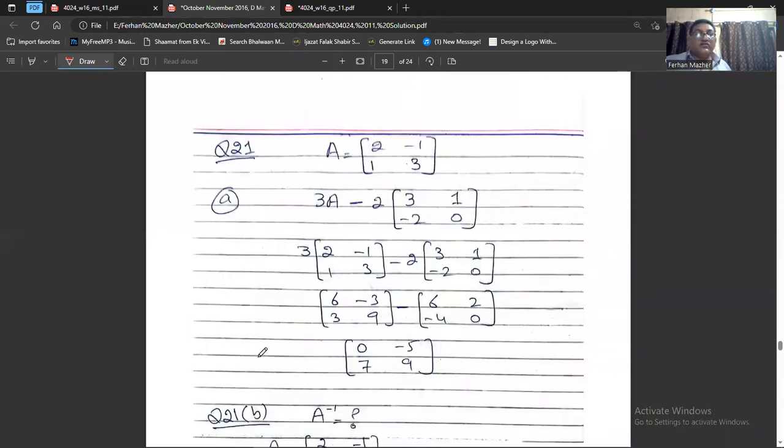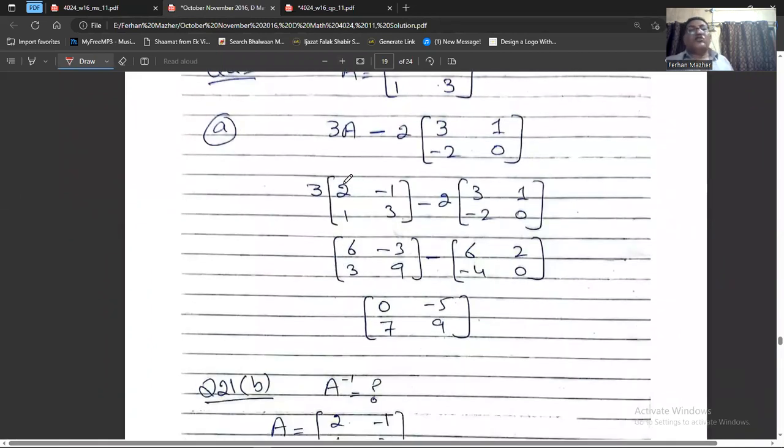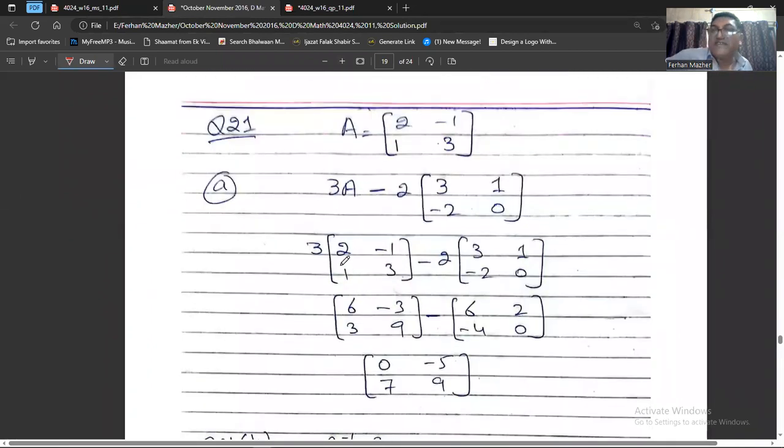Okay, so here we go. I will just substitute the value of the matrix A here. So 3 into matrix A, 2, minus 1, 1, 3, minus 2 into 3, 1, minus 2, 0. This 3 will multiply with all the members. This 2 will multiply with all the members. I will keep the negative outside.